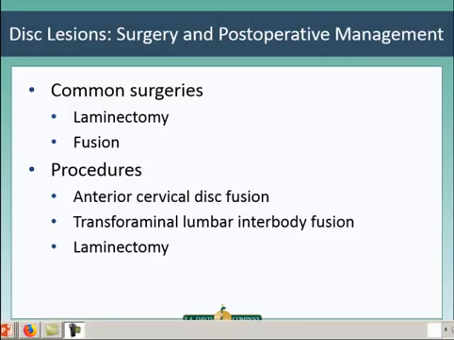So there are times when lumbar surgery has to occur. Conservative management failed, neurological damage is too high, whatever the reason. I'm going to talk to you about some common surgeries.